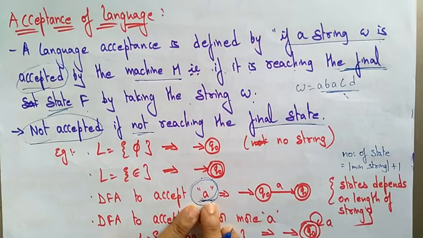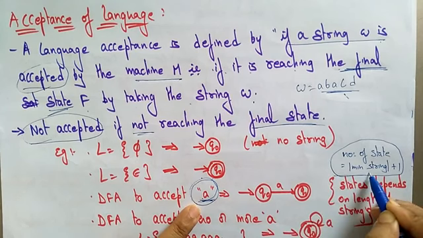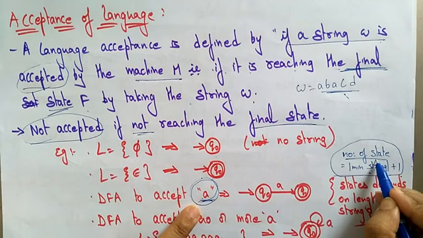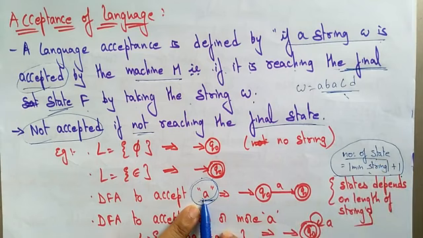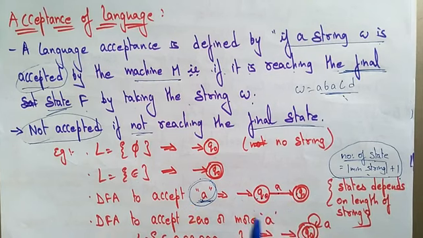The number of states depends on the minimum string length plus 1. This represents the number of states. So here the minimum string length is 1. 1 plus 1 is 2, that means 2 states are required, Q0 and Q1. So Q0 on A goes to Q1, which is the final state. So this is a DFA which accepts the string A. The states depend on the length of the string.